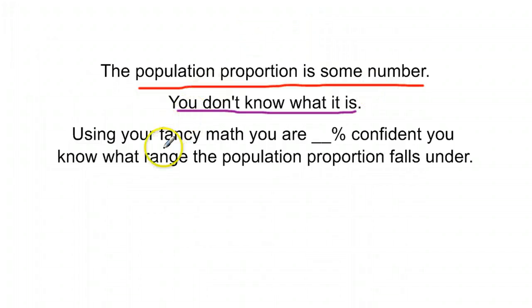But using your fancy math, all of these bootstrap simulations, or other techniques that are out there, you get some percent confidence. Now typically we go with 95%, but you pick your confidence level, how confident you want to be that you know what range the population proportion falls under. Or if you're talking about an average, you know that 95% of the time you're going to be correct about saying that the true mean is in a certain range.